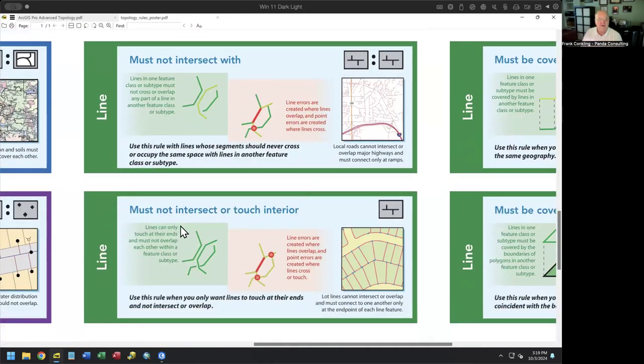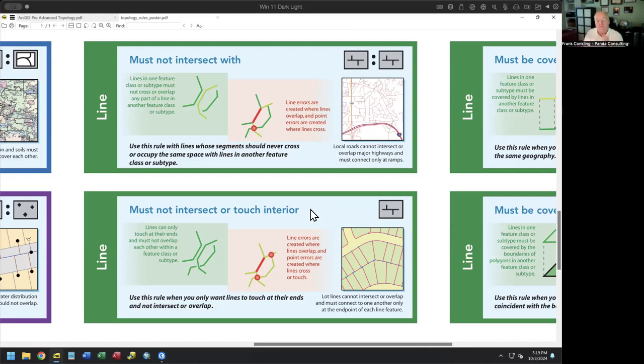Must not intersect or touch interior. This is one that parcel mappers use a lot in that sometimes you want to make sure that these things don't intersect. Now, what this does is when this rule comes in play and you wind up correcting for it, it actually breaks apart those lines that are touching or intersecting. This is a rule that some early data models we used to integrate because we wanted those lines to be broken anytime there was an intersection.